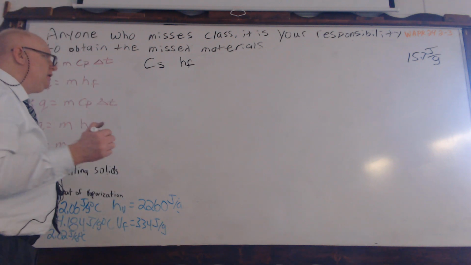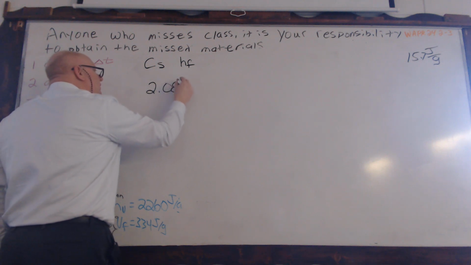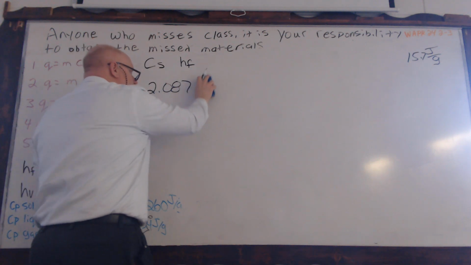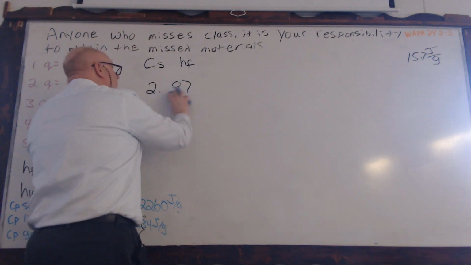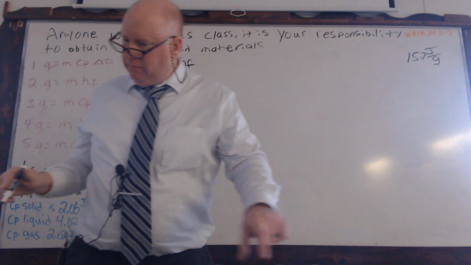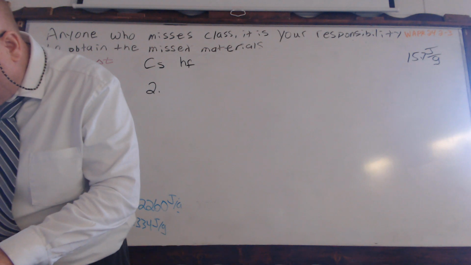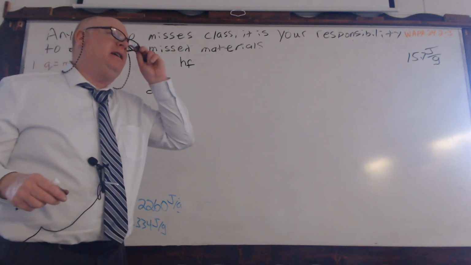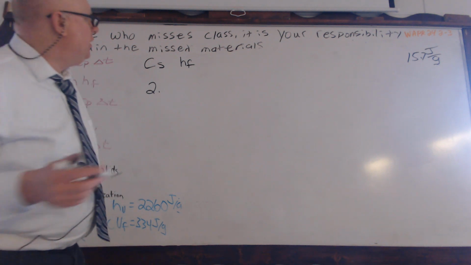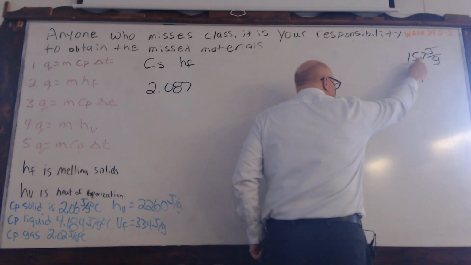Okay, so this is how you do it. So if we've got 2.087 kilojoules. Oh, did I look at specific heat? Yeah. Okay. No. Cesium. You're right. Yeah, 2.087. Enthalpy of fusion and heat of fusion mean the same thing. Okay? So 2.087. Now remember, this is our target here.